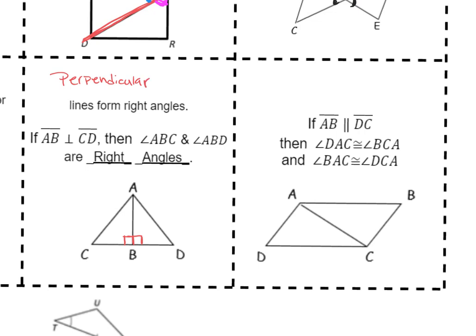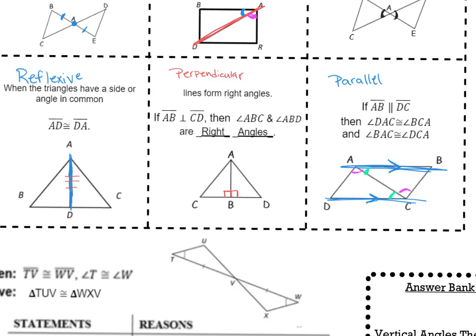And then the last one is going to be parallel. If AB is parallel to DC, so if AB and DC are parallel, and we put the little arrow to tell us that they're parallel, then angle DAC is congruent to BCA. So this angle is congruent to this angle. And it also tells us that BAC, which is going to be this teal angle, is congruent to DCA, that teal angle. Alternate interior angles are congruent, all right? And that's what that's saying right there.